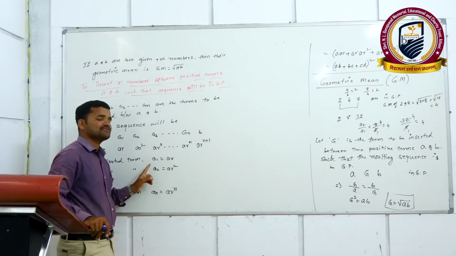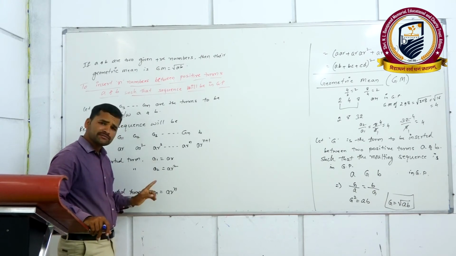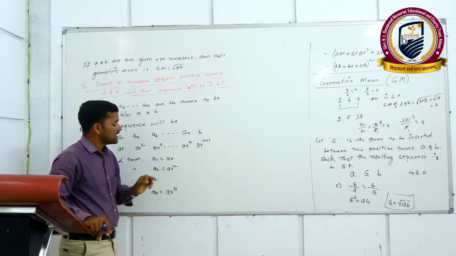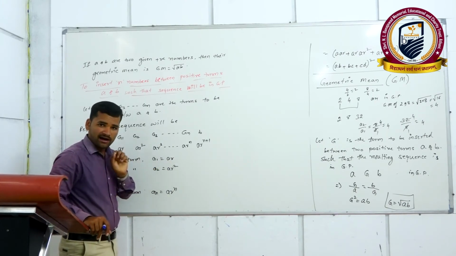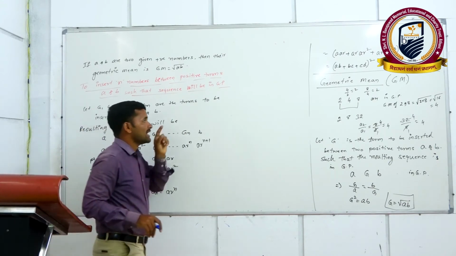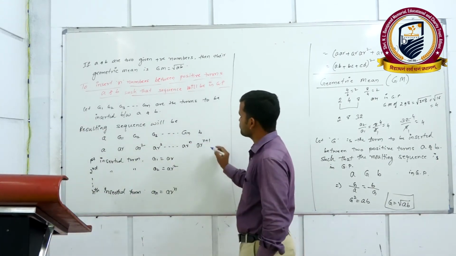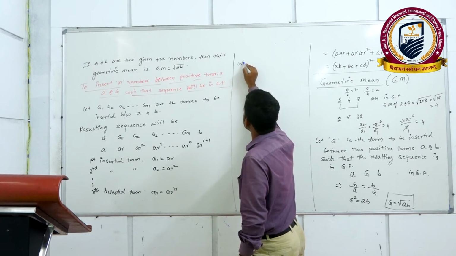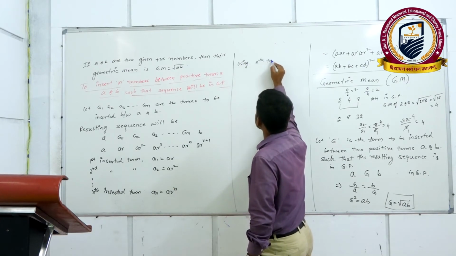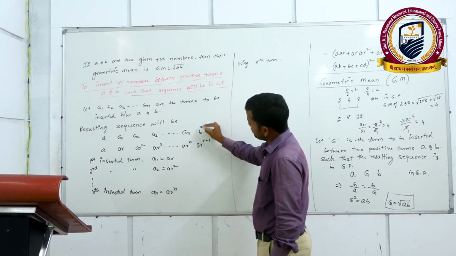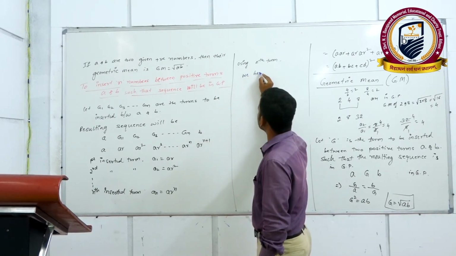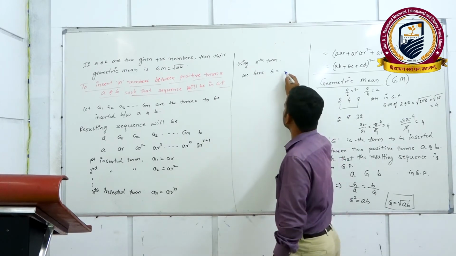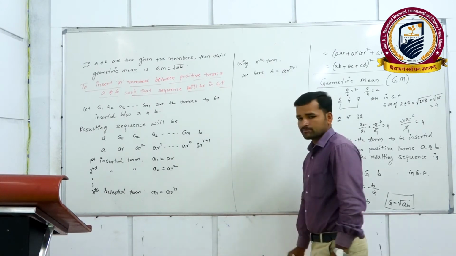Those 3 numbers will be G1, G2, G3. What is G1? G1 is A into R. A will be the first term, it will be given to us directly, and now our task is to find out R. Common ratio we should find out. How will you find the common ratio? Common ratio we will find using the last term. We have B as the last term, and in geometric progression it is compared with A into R to the power of n plus 1.